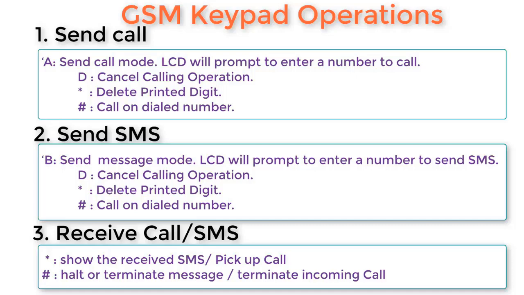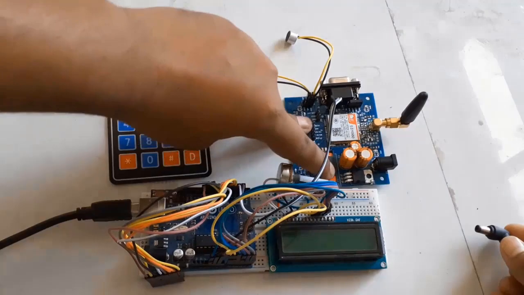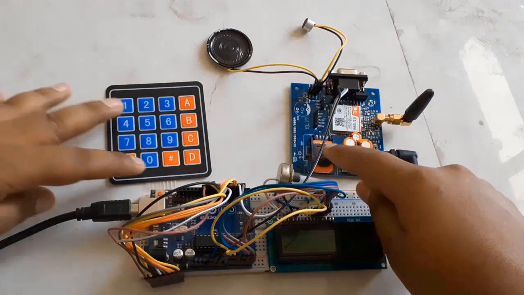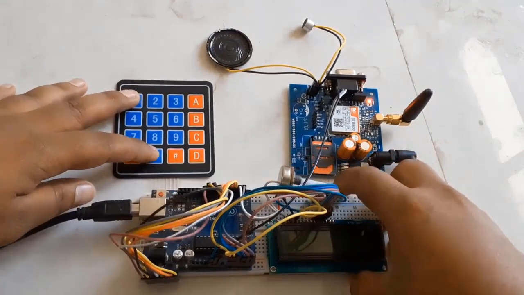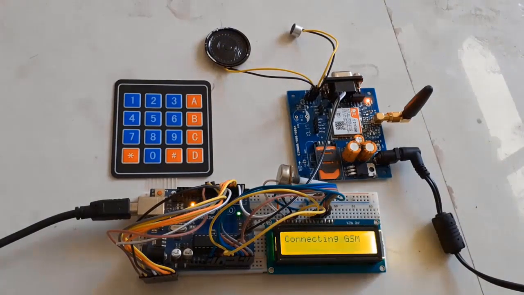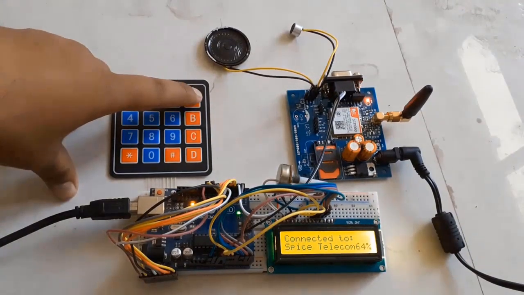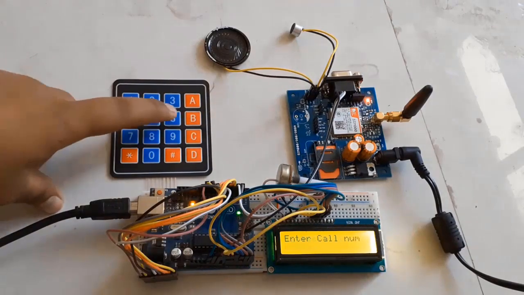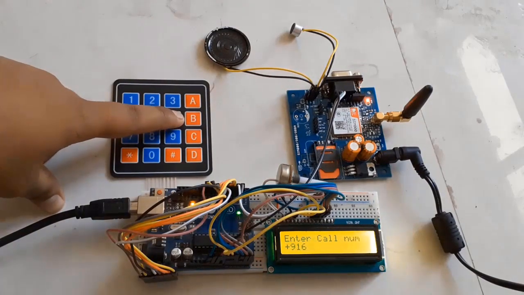So first we'll send a call from the GSM module to any number. For this, just attach a 12 volt supply, and don't forget to insert the SIM. Use only a 2G or 3G SIM inside the GSM module. The 5 volt power is supplied via cable, so you will receive the signal as Spice Telecom or whatever your carrier is, and the percentage denotes the tower signal. Now to make a call, I will press a key. The key is A, and enter the call number. So I am calling one of the numbers.